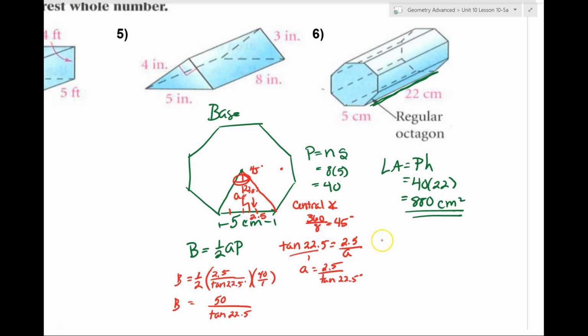So we have lateral area, but we got to remember a few things. When we write the formula down, I want the surface area written like this: the perimeter of the base times the height plus 2 times the area of the base. So no, you don't have to recalculate the lateral area. I'm just going to put in what we know it is, 180 square centimeters plus 2 times 50 over the tangent of 22.5 degrees.